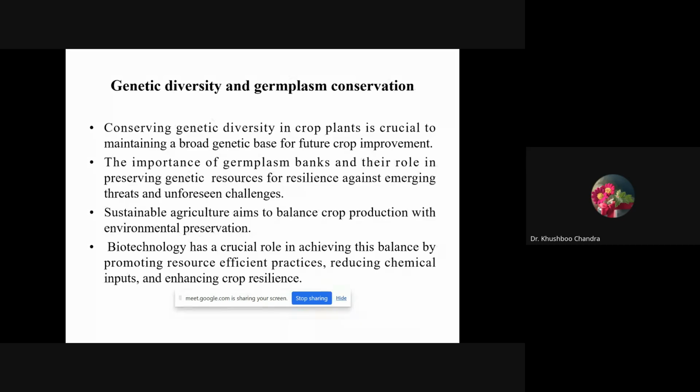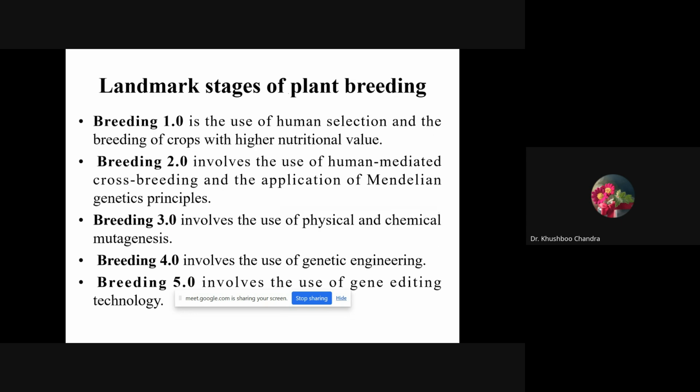You are not going to move forward without the conservation of your genetic material. Therefore, integrating germplasm conservation with modern breeding ensures long-term agricultural resilience. Right. So now coming to the different landmark stages, like in AI we have 1.0, 2.0, 3.0. Likewise, in breeding also we have different landmark stages. Plant breeding has evolved through several landmark stages.